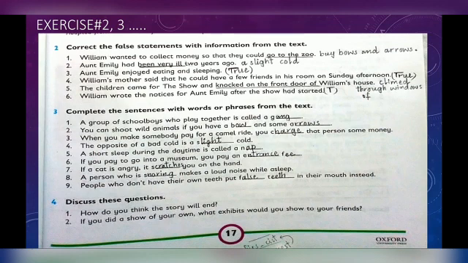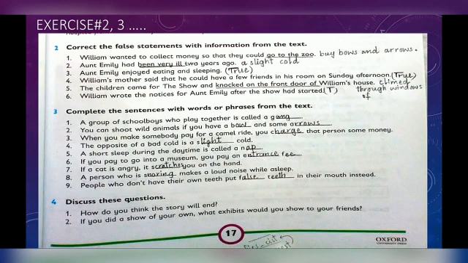Number 3: complete the sentences with words or phrases from the text. There are a total of 9 sentences given, and for each blank the first letter of the word is given. Number 1: a group of school boys who play together is called a gang. Number 2: you can shoot wild animals if you have a bow and some arrows. Number 3: when you make somebody pay for a camel ride, you charge that person some money.